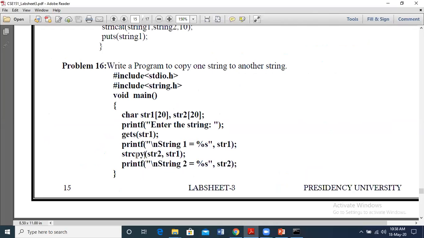Now continuing with the next, we have the math functions. Till now we saw string.h, string manipulation functions. Next we have mathematical functions. What is the header file we need for mathematical functions?